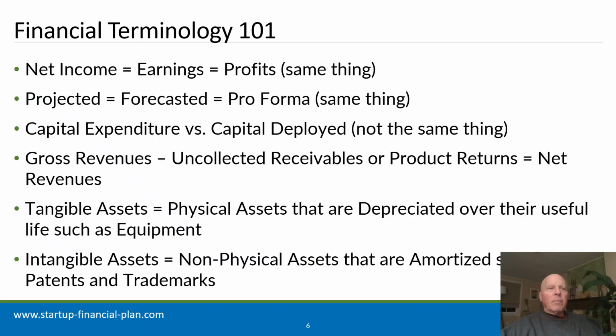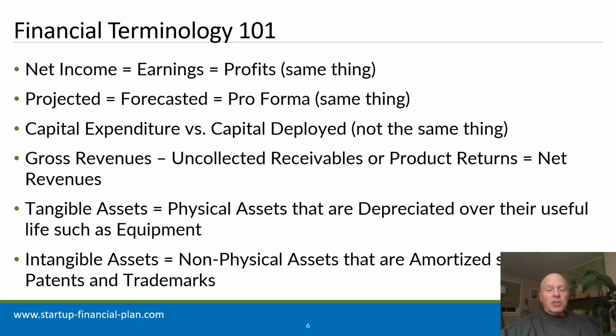But oh no, I meant profits. That's what I meant to say. Well, you got to be careful. If you meant profits, say it. Profits, earnings, net income means the same thing. Net revenues and gross revenues have specific meaning to a CPA like myself. Just like the terms projected, forecasted, or pro forma financial statements mean the same thing.